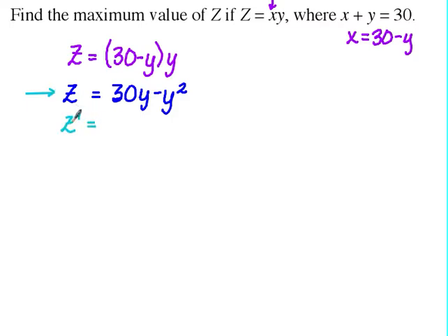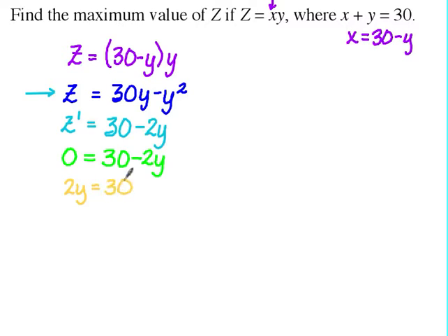Let's find the first derivative. And what is the first derivative going to be? 30 minus 2y. So I found the first derivative. Now what I would do is find my critical numbers. The critical numbers occur where my first derivative equals 0. So I'm going to set it equal to 0. Some of you might be able to look at this and see what values of y work. Otherwise, you might just have to solve the equation. If I add 2y to both sides, I get 2y equals 30, which in this case, I get y equals 15.